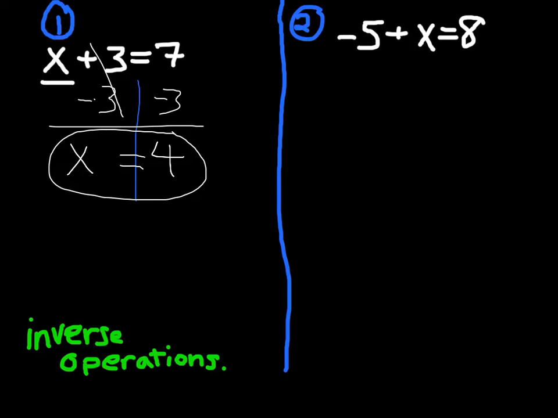Number 2, we have negative 5 plus x equals 8. Again, I'm going to draw down my equal sign here. This time we have a negative 5 being added to x. But since it's negative, we want to do the opposite of that, which is addition. So we're going to add 5 to cancel those out. And if we do it to one side, we have to do it to the other side, so add 5 over here too. Again, a negative 5 and a positive 5 will cancel. So we have x equals, well, 8 plus 5 is 13.